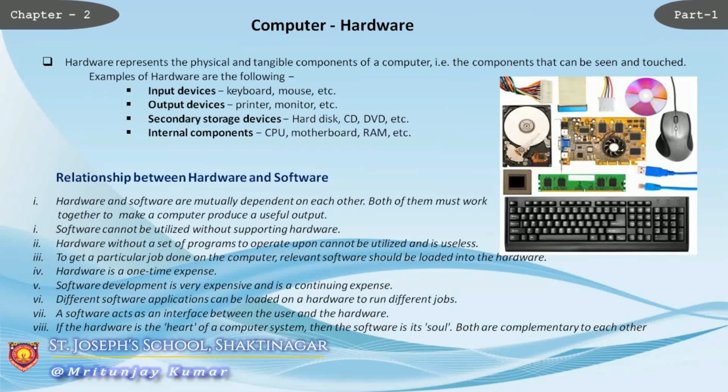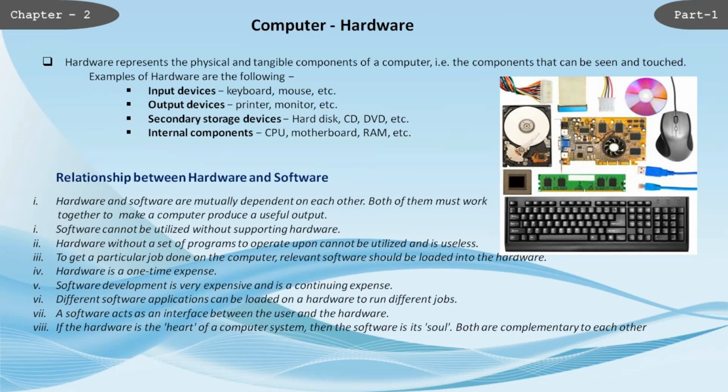Software cannot be utilized without supporting hardware. Number 3, hardware without a set of programs to operate upon cannot be utilized and is useless. That means without the hardware, software cannot be used, and without the software, hardware cannot be used. Next point, to get a particular job done on the computer, the relevant software should be loaded into the hardware. That means if I have to write a letter, then any word processor software should be there on the computer.